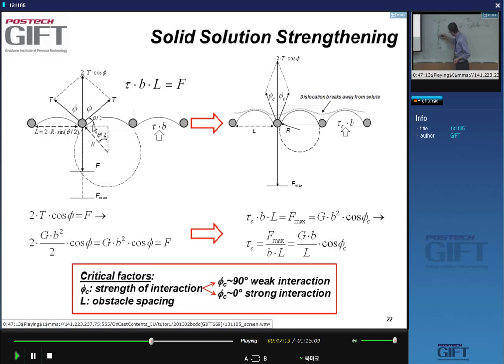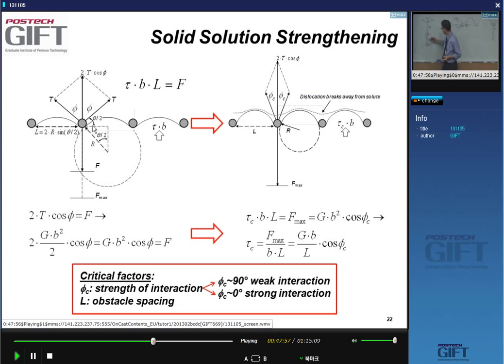And if this is F max here, say, so F is now F max, this angle here, now the dislocation will break away from the obstacle, yes? This angle is the critical angle, phi C. And of course, if this would be the critical angle, yes? Max. So in other words, F max is this.